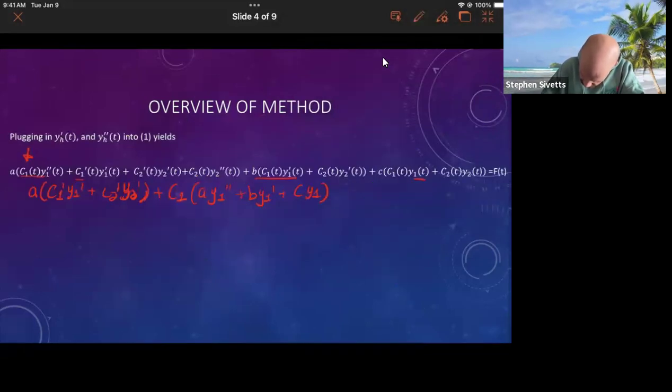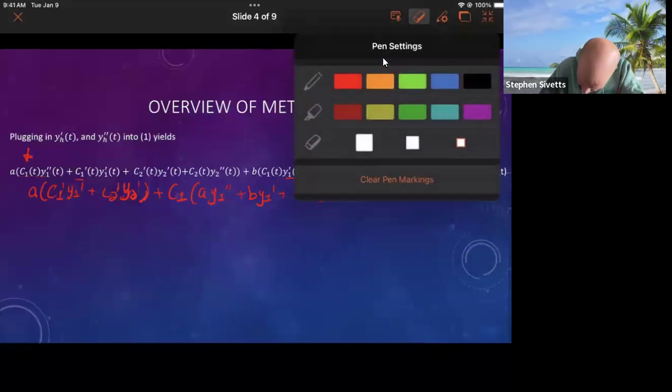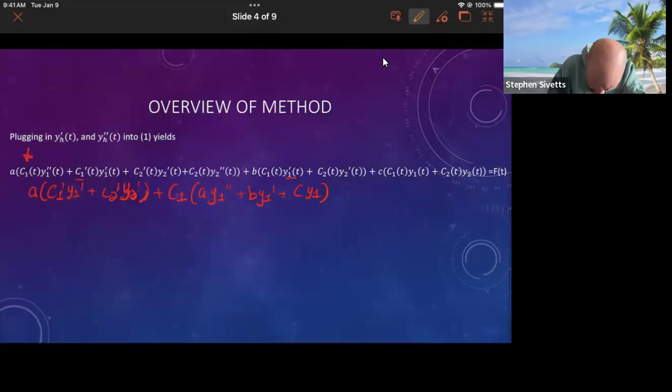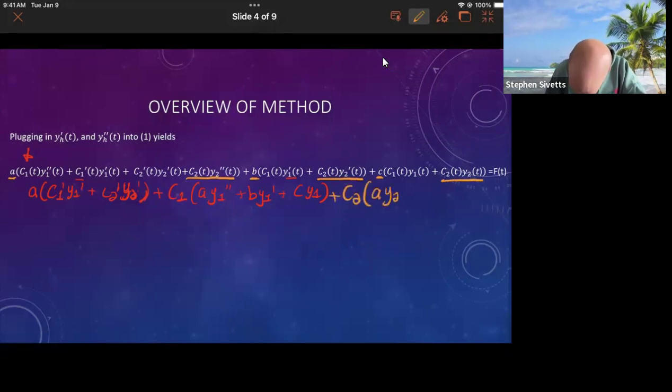Also, we're going to do the same thing with the c2 terms. With the c2, we have this a and then this c2 term here with this b and also with this other c2 term here and with this c and this final c2 term there. So if I factor a c2 out, we'll get the other variation, a y2 double prime plus b y2 prime plus c times y2 equals capital F of t.